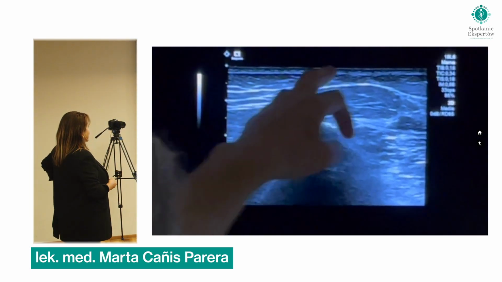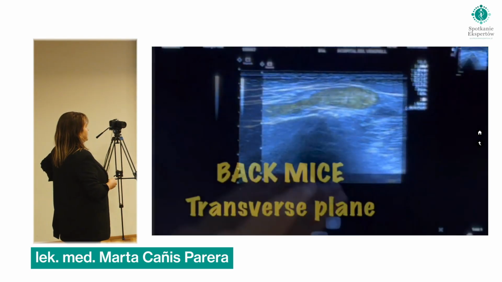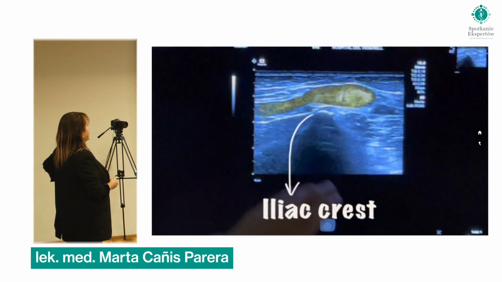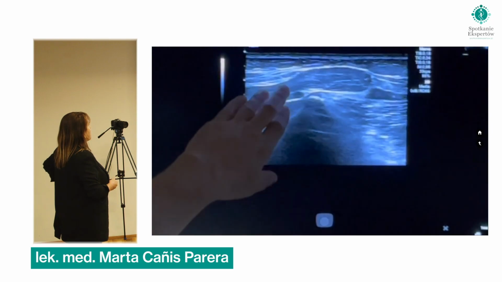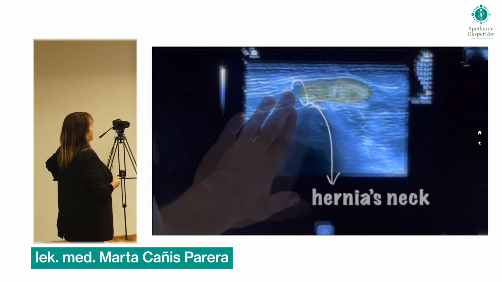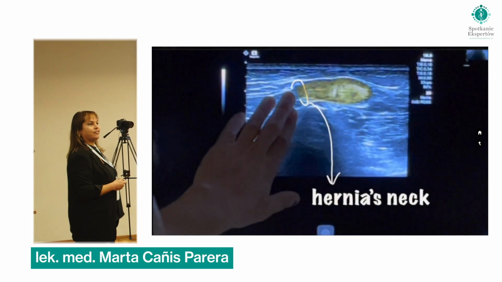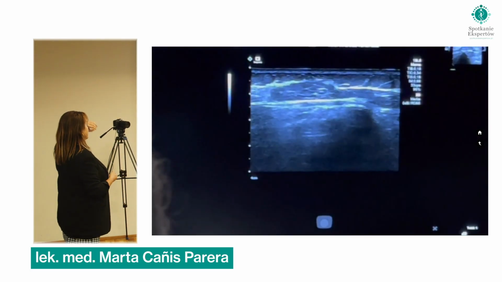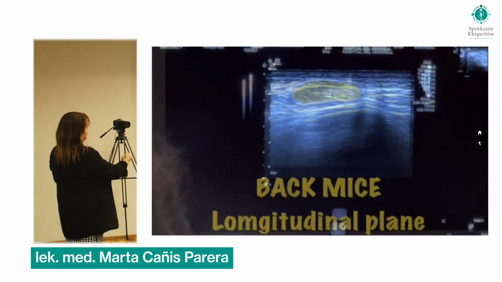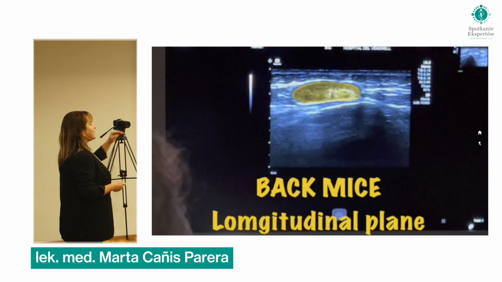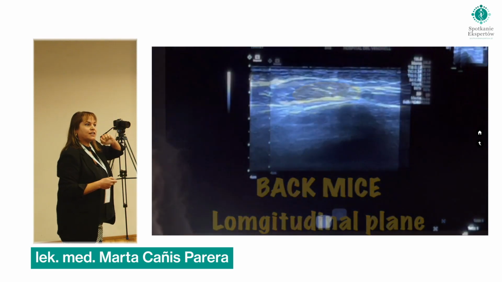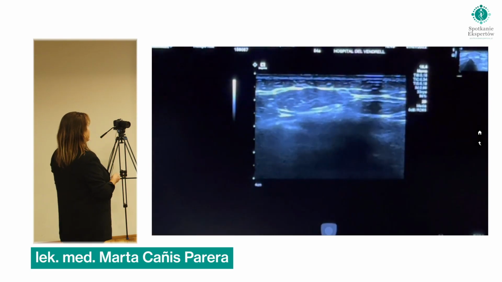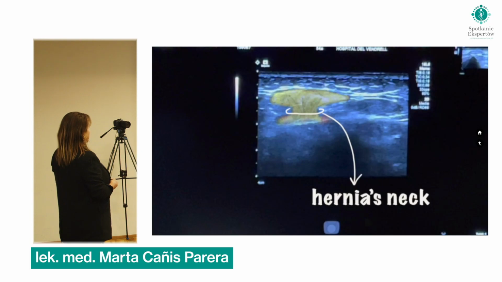So in a transverse image, you see this nodule. We paint it so, and here is the iliac crest. And you can identify a neck of the herniated fat. And then a longitudinal plane, which you will see like this. And at a certain point, again, you see the neck. When you move towards the iliac crest, then the neck appears.